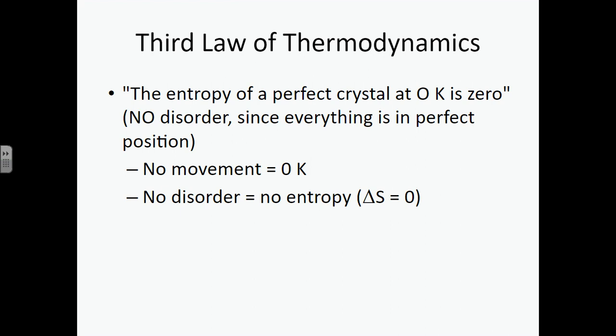So let's tie that into the third law of thermodynamics. Basically, it says the entropy of a perfect crystal at 0 Kelvin is 0. At 0 Kelvin, there is no disorder, since everything is in perfect position. When there is no movement, or when you're at 0 Kelvin, there is no disorder. There is no entropy, and this means that your delta S is equal to 0.